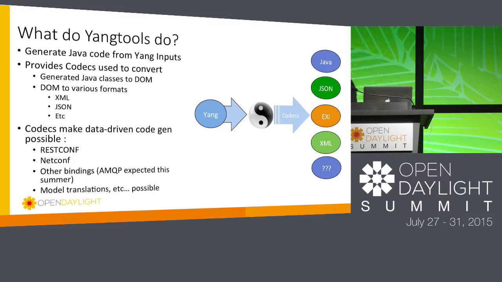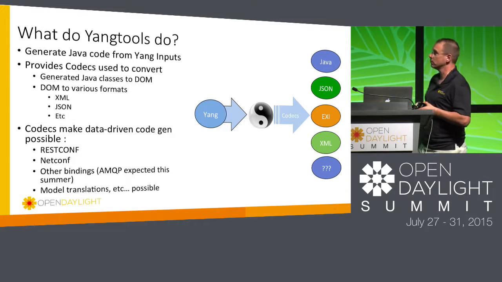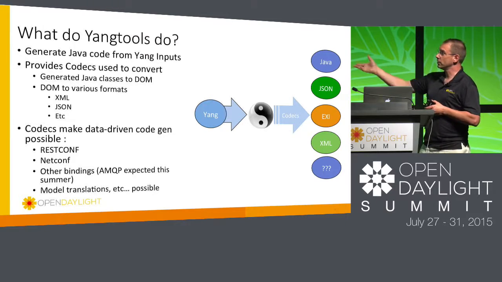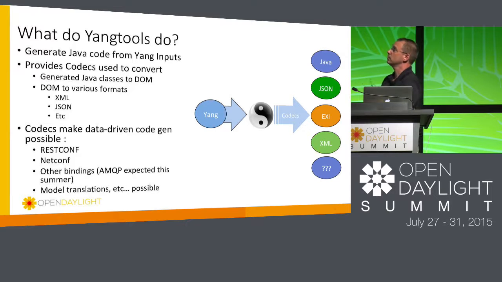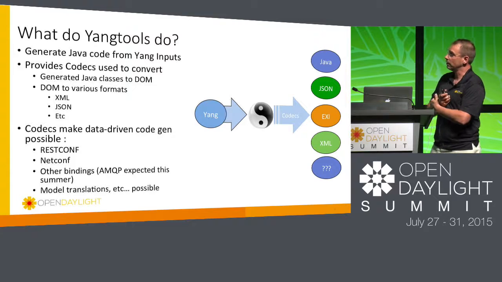So what do Yang tools do? Conceptually, Yang tools in ODL generate Java code from Yang inputs, although Yang tools themselves are effectively a compiler that takes Yang as an input and can generate various outputs using what we're calling codecs. In the case of Java, generated classes are mapped to the DOM. And then again, we can output various formats that are mapped to that. I'll show you some examples of that in a second.